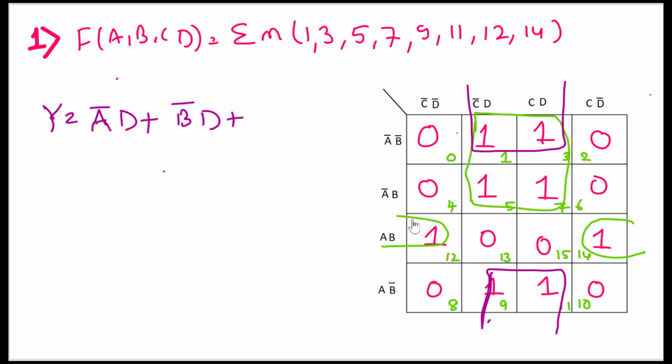Let's take the pair here. This is 1 and this is 1. If you look at here, this is ab c bar d bar, and if you take this one, this is c d bar. That means your c is getting complemented. That means you can write d bar. So this is how you can minimize the expression for the 4 variable k map.